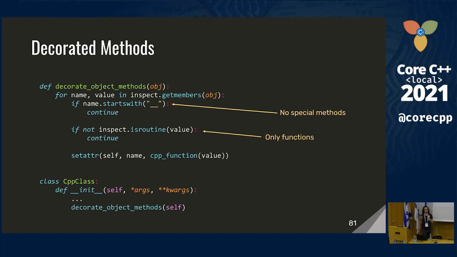Next step, since we have methods, we want to decorate them just the way we did with functions before. So again, in the constructor, we just go over all the members of the class. We ignore any function that begins with double underscore, because those are special functions, the Pythonic ones that we don't want to change. Then we make sure that the value is a function, and if it is, we decorate it and assign it back into the object.